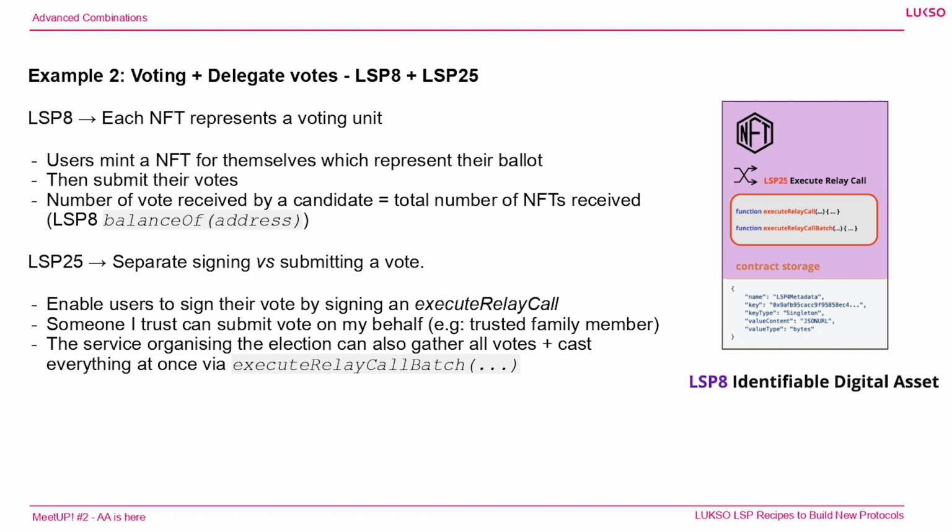So the NFT represents the ballot. And then they can submit their vote by transferring the NFT to the candidate, to its address. And the number of votes that the candidate has received is basically the balance of its address. So it's the total number of NFTs that it has received. But you can add a bit more to it. You can add things like LSP25.